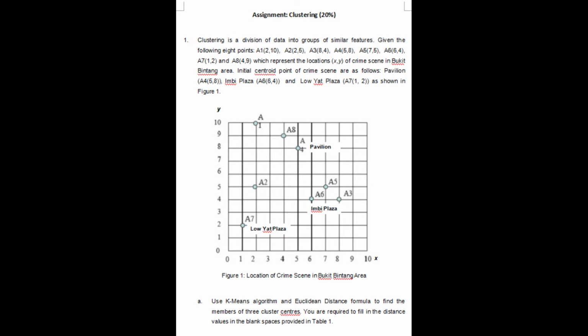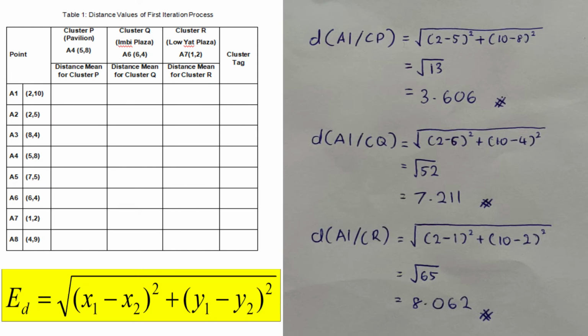So question A, use K-means algorithm and Euclidean distance formula to find the members of 3 cluster centers. You are required to fill in the distance value in the blank space provided in table 1. For question A, we need to calculate the distance value for each blank space in table 1. So we need to use the Euclidean distance formula to get the distance. So firstly, we calculate the Euclidean distance from A1 to cluster P.